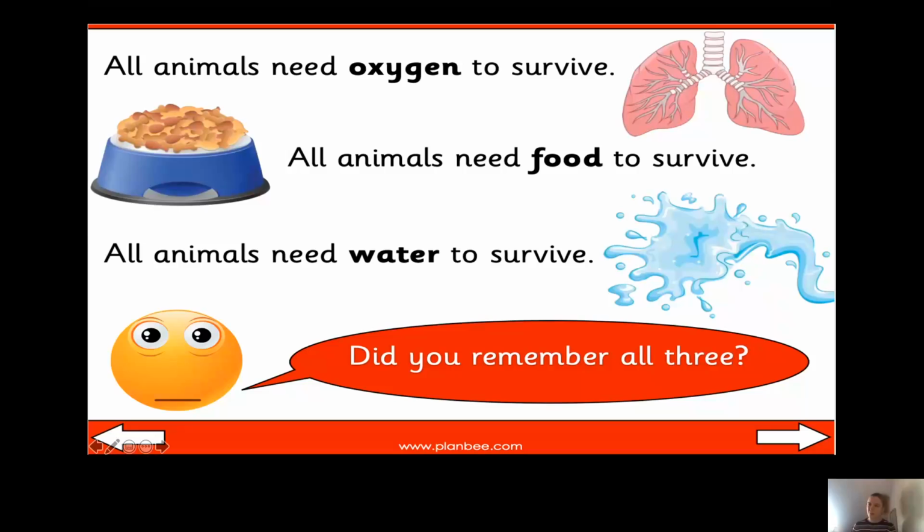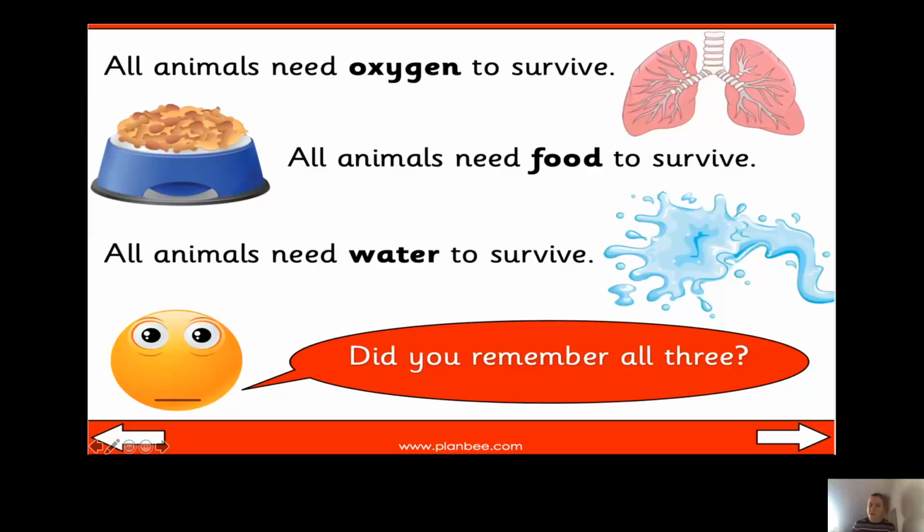Now, can you remember what these different types of animals eat? Oh, yes, a carnivore will eat meat and only meat, won't it? A herbivore will eat only plants. Now, what will an omnivore eat? Oh, yes, an omnivore eats plants and meat, okay? So they eat both of those things. So even though all animals need food to survive, animals get this food in different ways. For example, some animals eat plants, some eat meat, and some eat plants and meat.